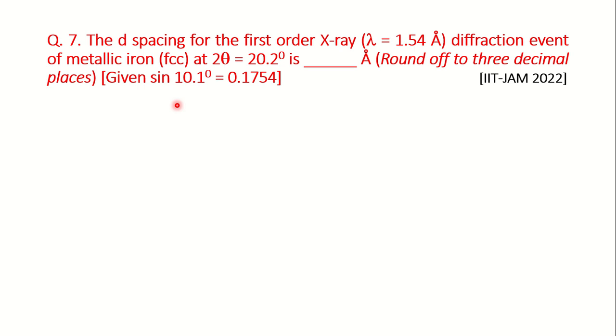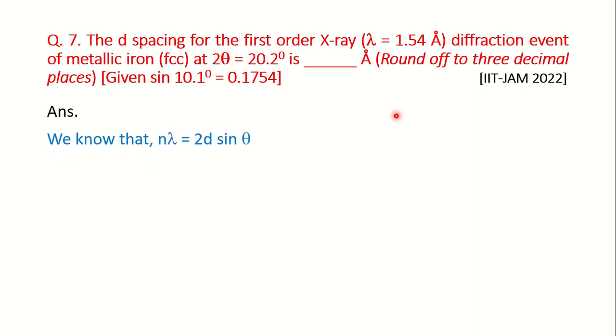Next question, question number 7. This question came in IIT-JAM 2022. You have to find out the d spacing for the first order, that means the interplanar distance for the first order Bragg diffraction for iron. Iron actually has the space lattice FCC, face centered cubic, and the glancing angle: if theta is the glancing angle, then the 2 theta value is given as 20.2 degree. You are given the value sine 10.1 degree, which is 0.1754. So you have to find out the interplanar distance.